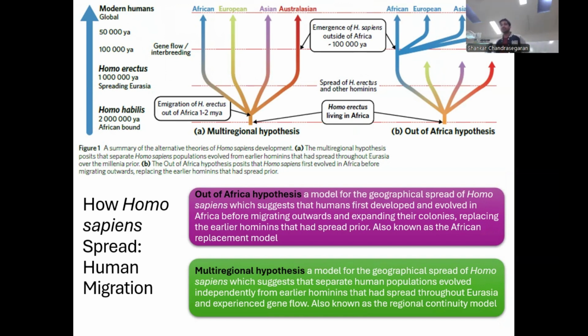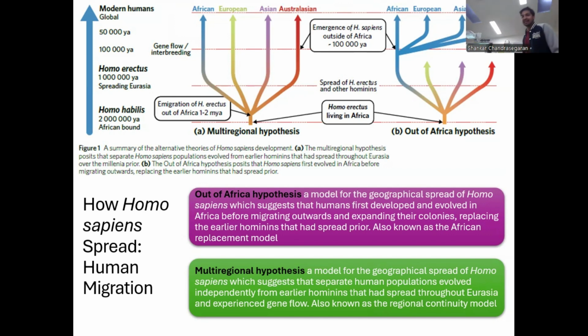The second one, the multi-regional hypothesis, is slightly more not complex, but it's far-fetched in the sense that it's saying that Homo sapiens first didn't evolve in Africa. What happened is that when Homo erectus migrated out, all the different species of the genus Homo spread out as well. There was gene flow and interbreeding happening between the different populations of the genus Homo, and eventually that gave rise to the species of Homo sapiens.